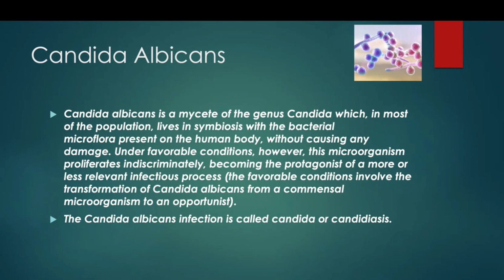In this slide, you can read the most important pathogens that we can find in our patients. For example, Candida albicans. We know Candida albicans very well because it's very frequent. It is a particular mycete. We can have many symptoms, in particular itching.